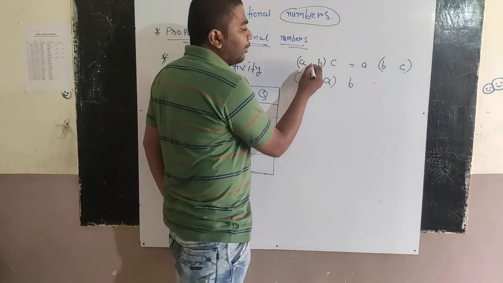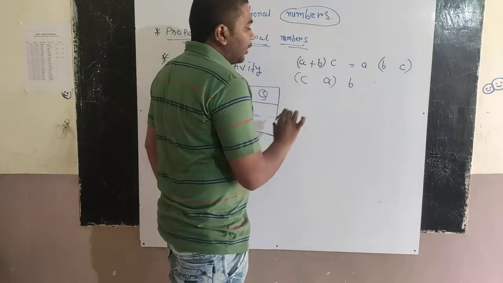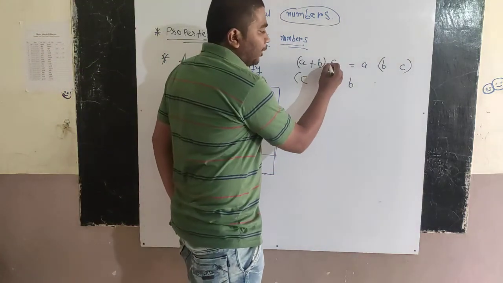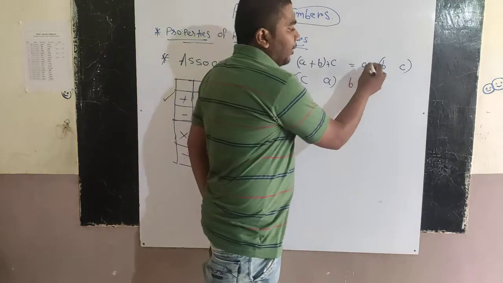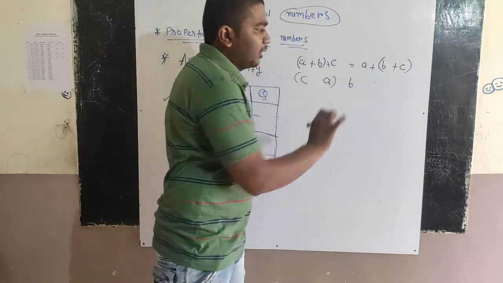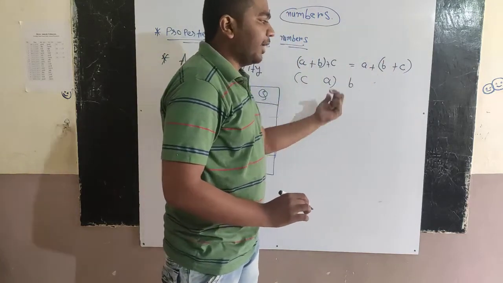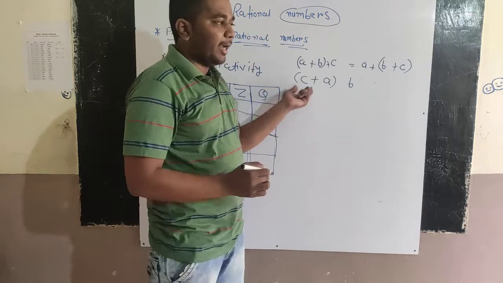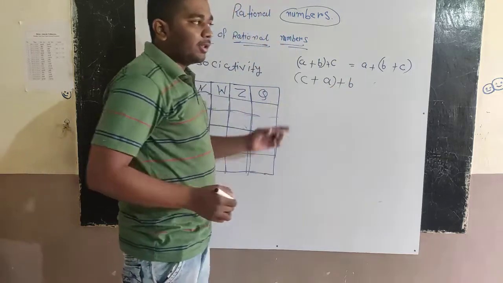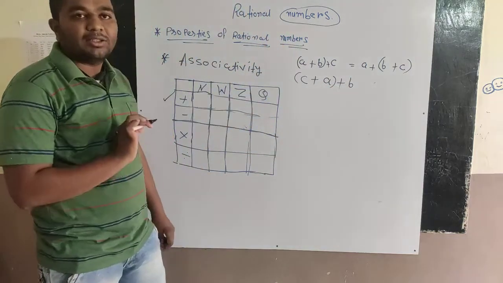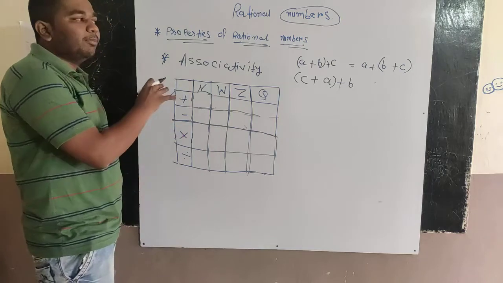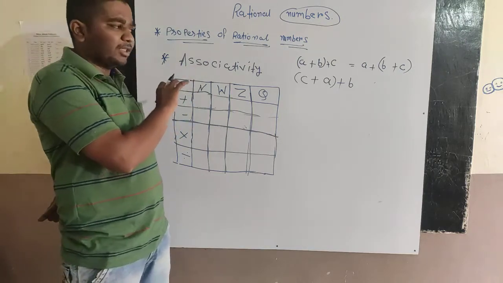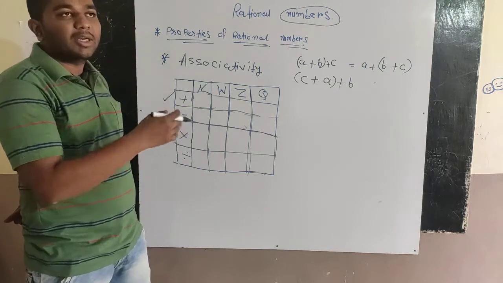So if I am talking about A, B and C, and the first operation I am taking is plus, meaning addition. A plus B plus C: first we will do B plus C and then add A, or first we do C plus A and then add B. If in every case our answer is the same, then we can say the number is associative under addition, whether we take natural numbers, whole numbers, integers or rational numbers.